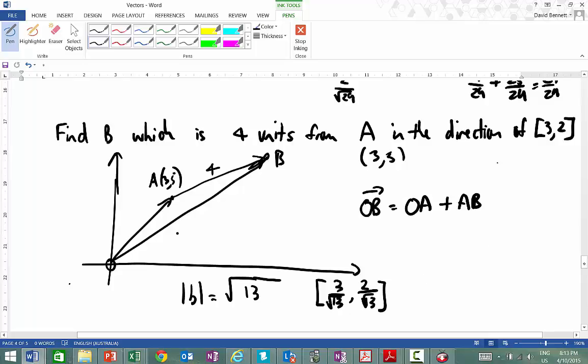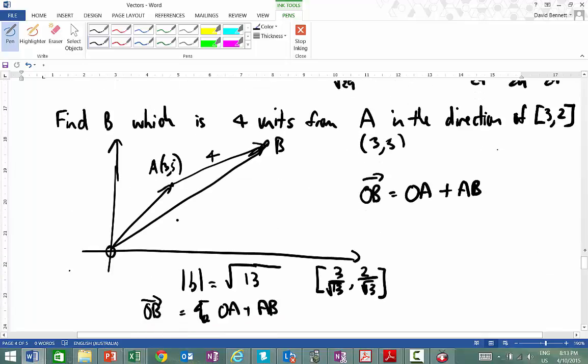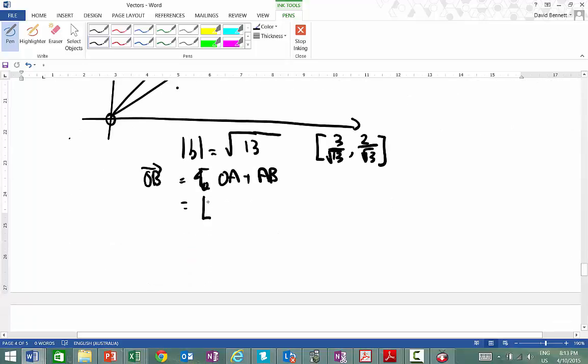That's the unit vector. So when I'm doing this addition, OB is equal to, well, actually we'll do it algebraically, OA plus AB. Well, OA we know is a vector which goes from there to (3, 5), isn't it? So let's just do that one then. So I should write it so you can actually read it. (3, 5), plus we've got a unit vector which is 4 units long in the direction of 3 over root 13 and 2 over root 13.